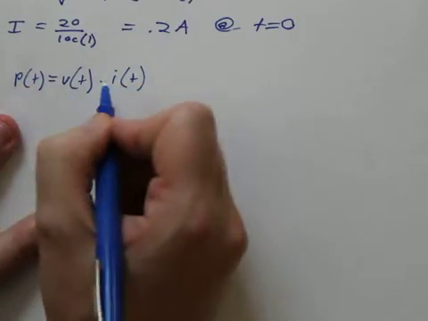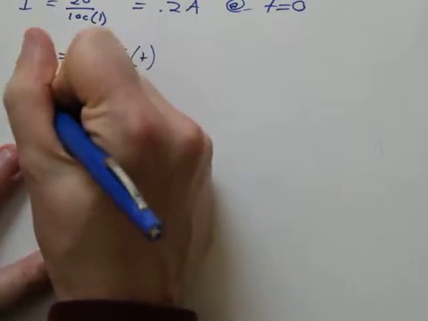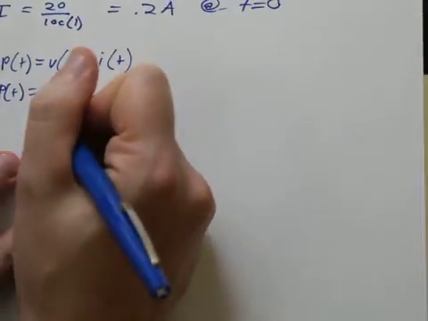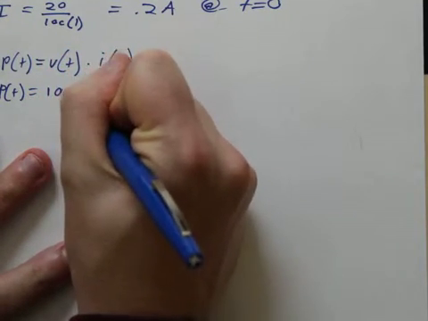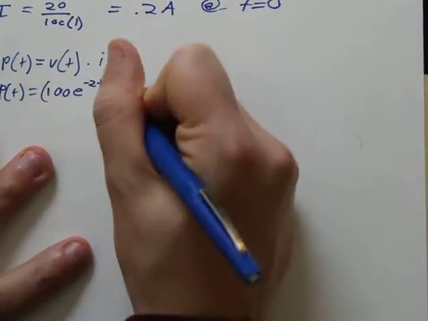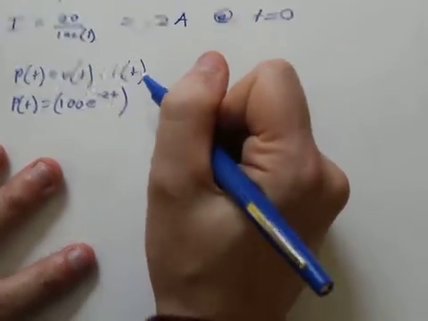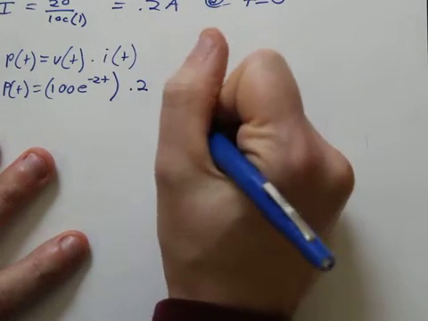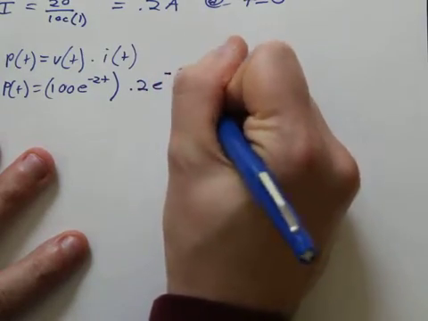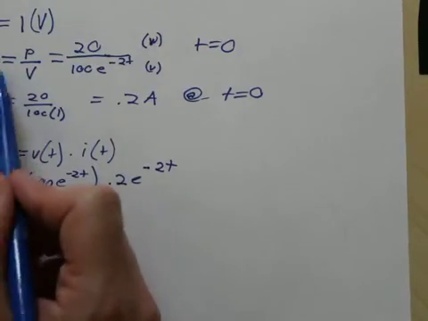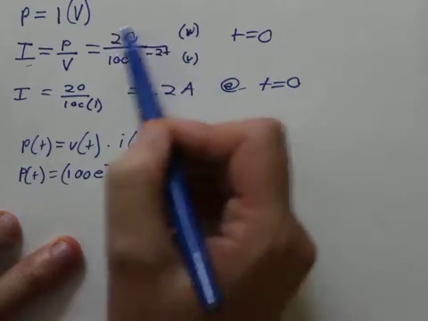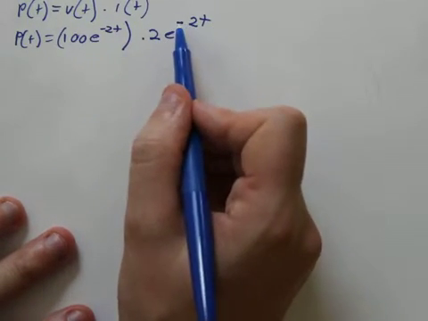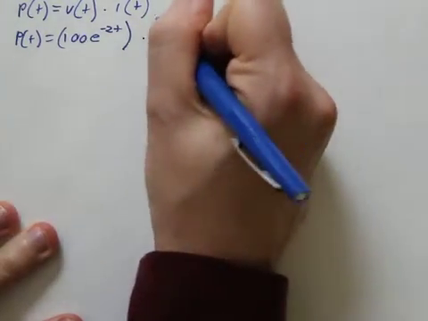So we're going to plug that in. To find the instantaneous power, P of t equals the voltage with respect to time, which is that same equation we had over here, 100 e^(-2t). And then we're also going to have the current with respect to time, which is 0.2 e^(-2t). And remember, that comes from this, because current with respect to time is going to be that 0.2 times e to the negative 2t. So we're going to pull that piece out too.